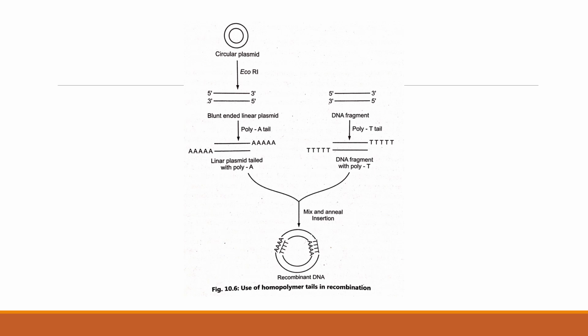Here you can see this vector DNA, on both sides, especially at the 3' position, you can insert a small polymer of adenine, and on the next strand also a small polymer of adenine is inserted. In the case of the DNA fragment, as adenine can base pair with thymine, one end can have a thymine polymer added, and the other end can have another thymine polymer added. Then while ligating, what happens? Simply on mixing, these two will get ligated to form a recombinant DNA.